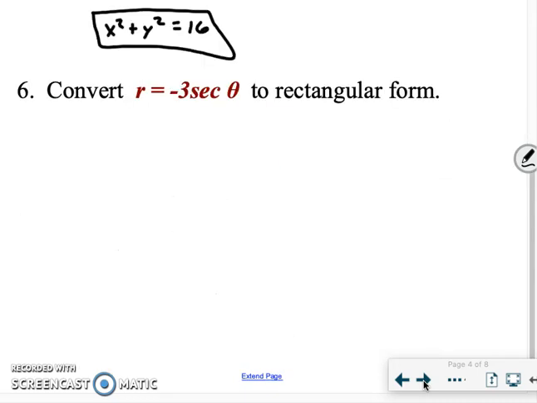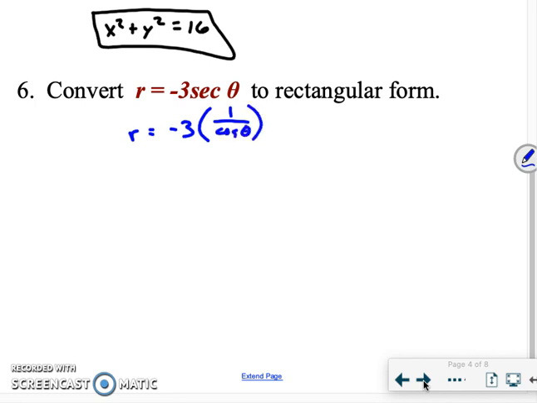Our next one, number 6, we want to convert r equals negative 3 secant theta to rectangular form. So I know that some of us see the secant theta up there, and we initially panic and start to freak out and think that something's going wrong. Hopefully, that couldn't be further from the truth. There's nothing wrong with this problem. It's just that if we don't like secant, we can rewrite it as 1 over cosine theta.